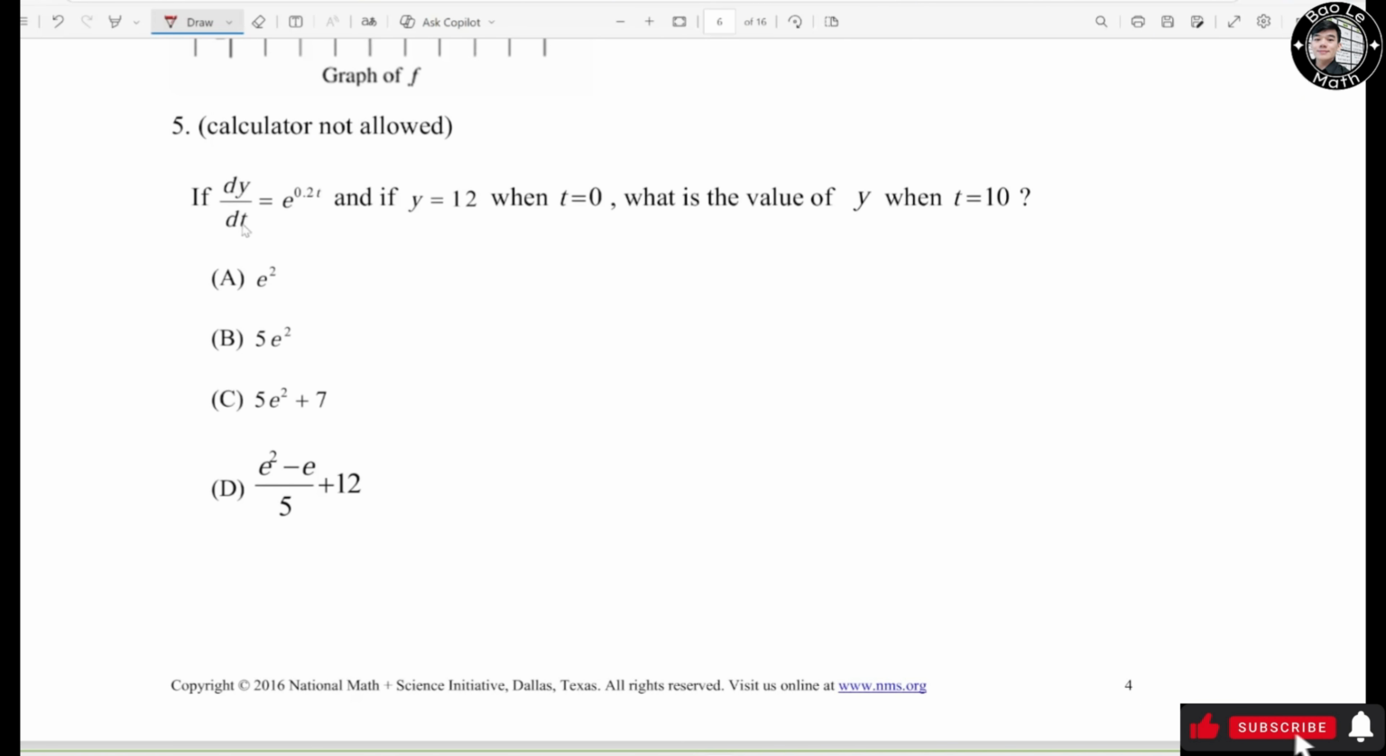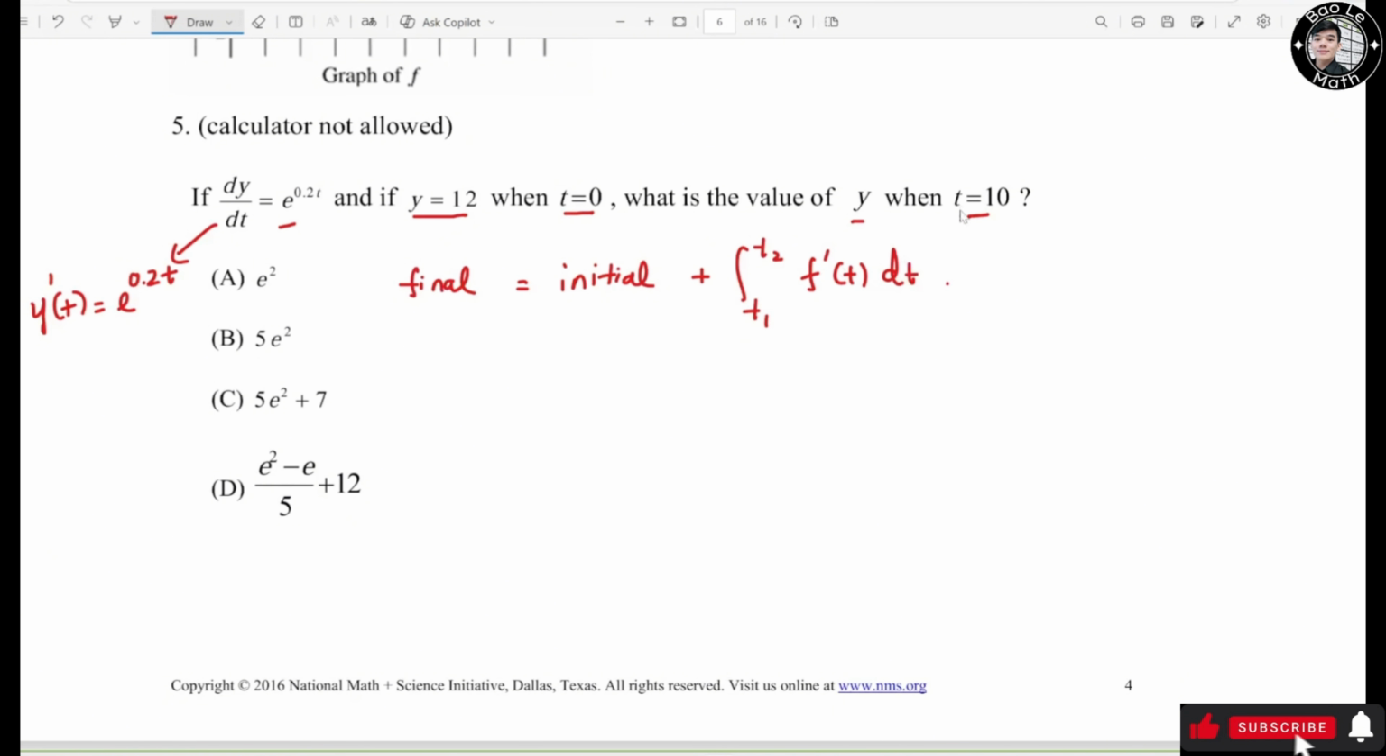Now question 5. If dy over dt equals this expression, and y equals 12 when t equals 0, what is the value of y when t equals 10? So y prime of t equals e to the 0.2t. We need to use the Fundamental Theorem of Calculus. The final amount equals the initial amount plus the integral from t1 to t2 of f prime of t dt.